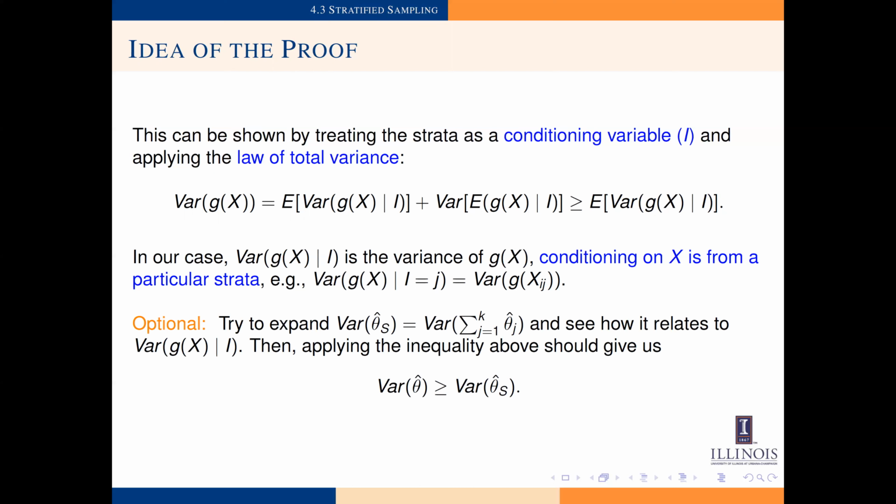So as an optional exercise, you can try to expand the variance of theta hat x, which is equal to this thing here. You can further substitute the theta hat j here by the sample mean formula that we use. And you'll be able to see how it relates to the variance of g(x) given I. Then by applying the inequality above, it should give you that the variance of theta hat is greater than or equal to the variance of theta hat s. In other words, we can achieve reduced variance using the stratified sampler.